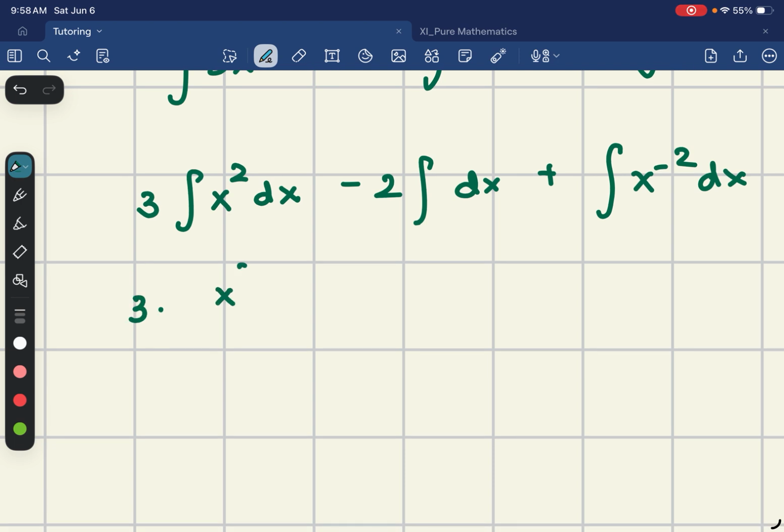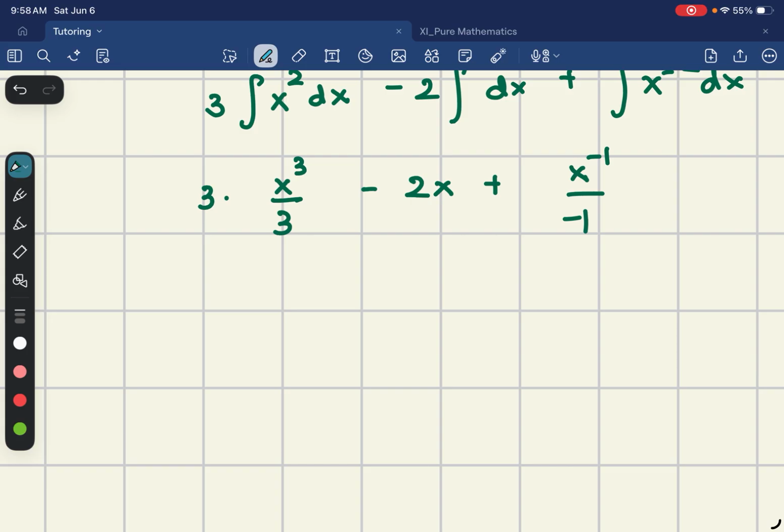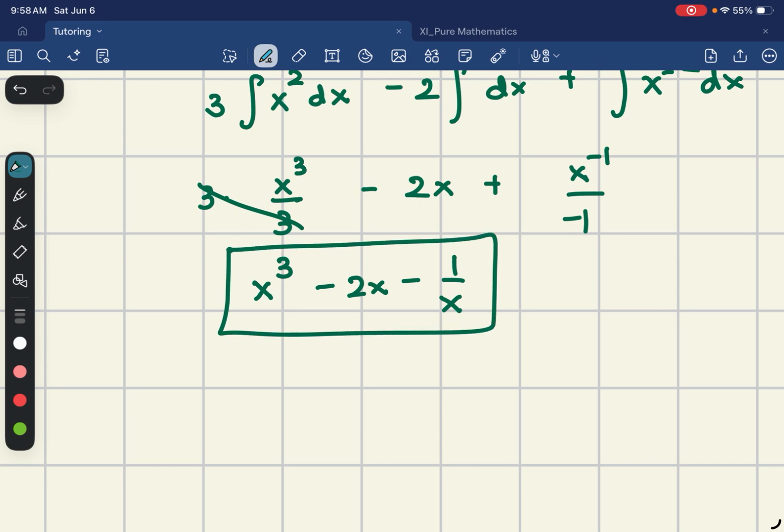So it's going to be 3 times x cubed by 3, right? You raise your power by 1 and you divide by your new power, minus 2x. Integration of dx is just going to give you x. If you add many, many small dx's together, you're going to get x. Plus x to the power negative 1 divided by negative 1. And because we're doing definite integration here, we are not going to write plus c for now. So 3 and 3 will cancel out, give me x cubed minus 2x, and this is going to give me minus 1 over x. So this is what happens when I integrate.